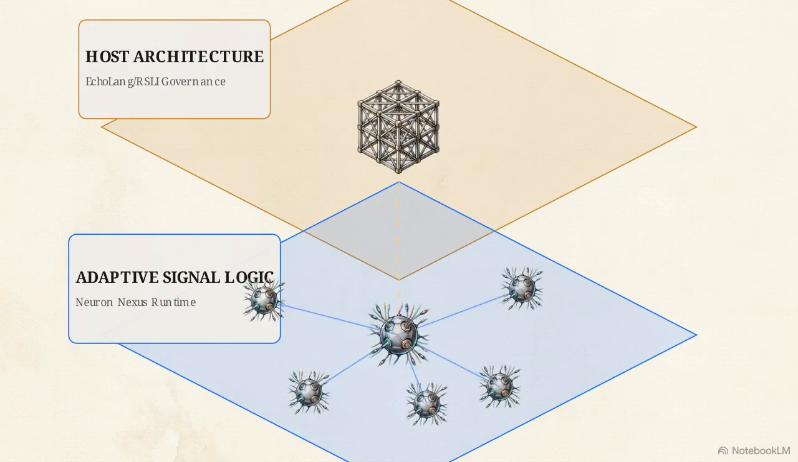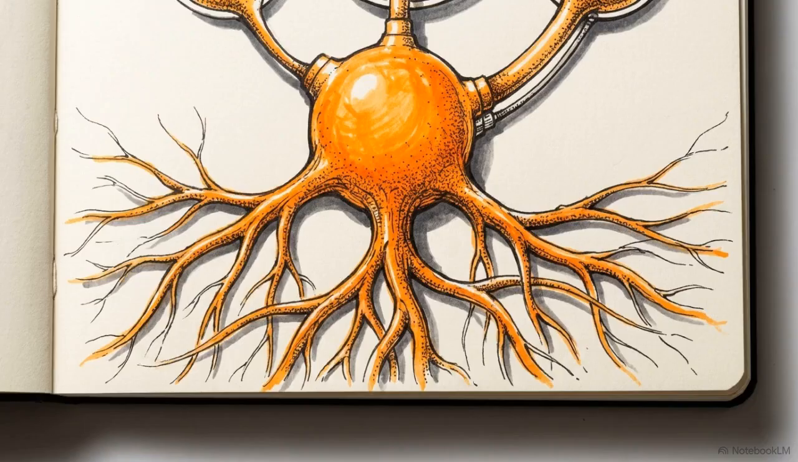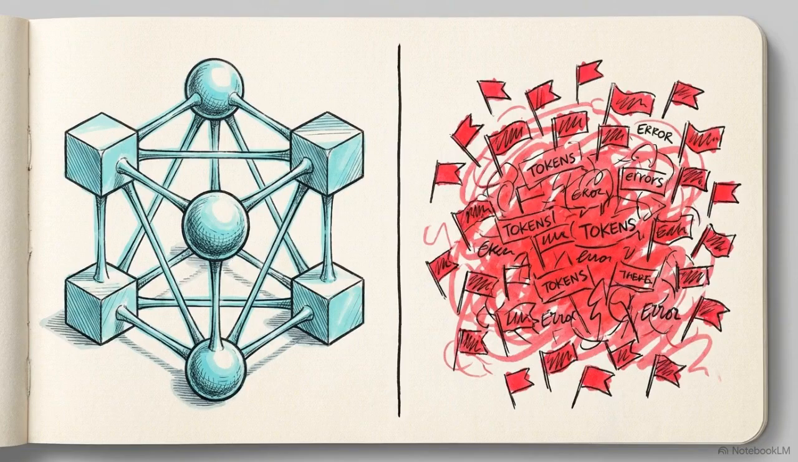To understand how this stabilizes the model, we will trace the exact life cycle of a semantic signal through Echolang's dual-layer integrated architecture. This integration relies on two primary halves: the rigid governance of the Echolang host and the adaptive signal logic of the nested neuron Nexus. Governing the topological formation of meaning provides a stability that cannot be replicated by filtering the final text output.